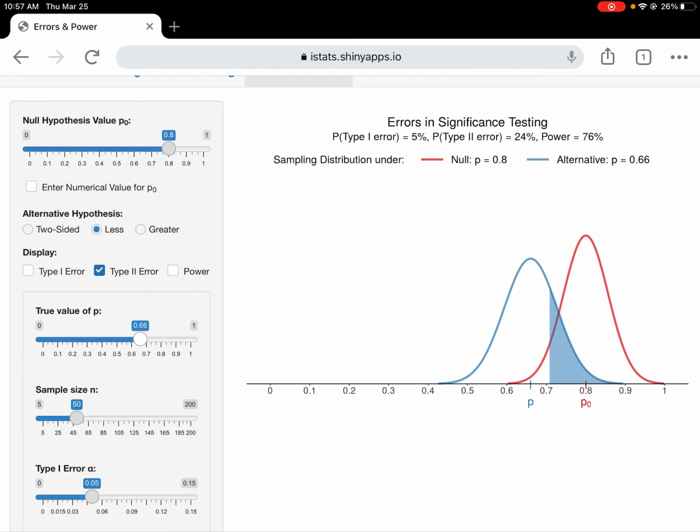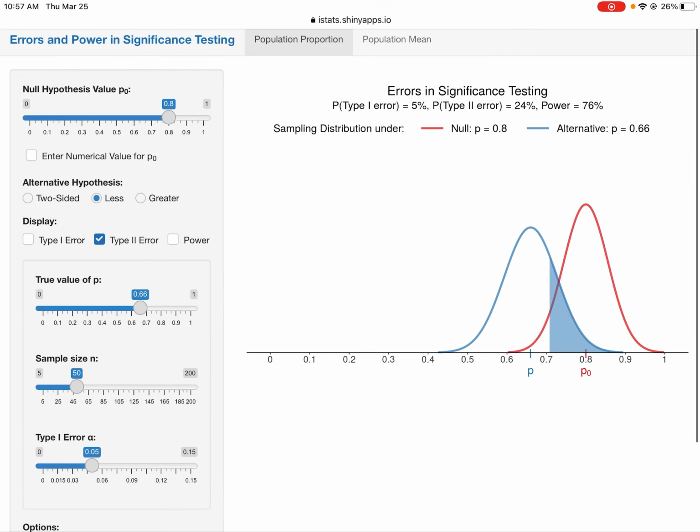Oh, okay, there you go. The sample size is 50. Type 1 error is the alpha level, so the alpha level is 5%. I wasn't told what alpha level to use, but I'm assuming it's got to be 5% because I wasn't told.